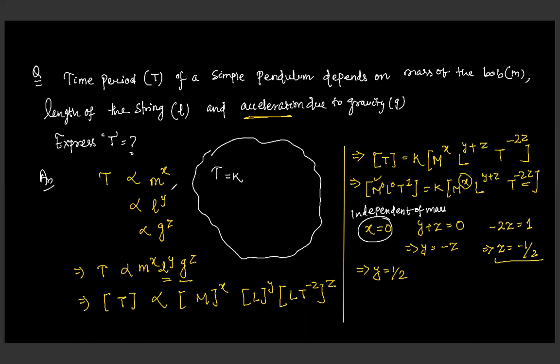How is it proportional to L? To the power 1 by 2. And g to the power minus 1 by 2. So if I want to express that, it is going to be L divided by g, right? And this is going to be a very famous formula, and this k is going to be 2 pi, the square root of L by g. This is an experimental value. It will be given to you in the question, or otherwise you can leave it, in this topic. So this is the answer to the question.